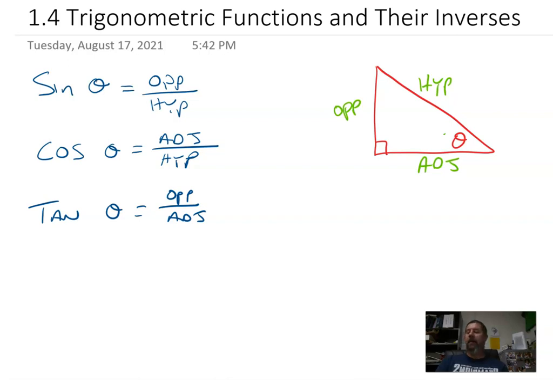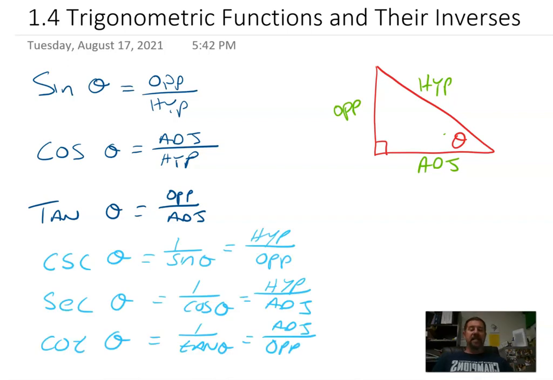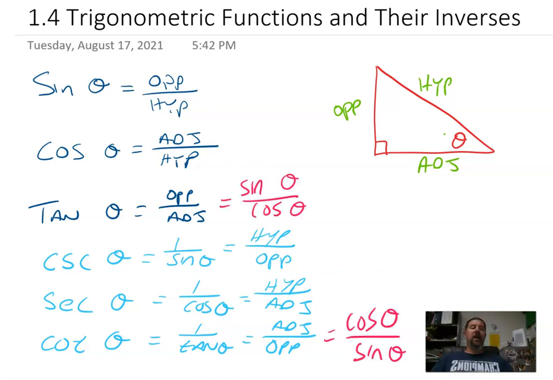Okay. Then we have their reciprocal functions, cosecant, secant, and cotangent, which are just 1 over sine, 1 over cosine, 1 over tangent, or if you flip those ratios right there. And then also keep in mind that tangent can be defined as sine over cosine, and then again, the reciprocal function, cotangent, could be cosine over sine.